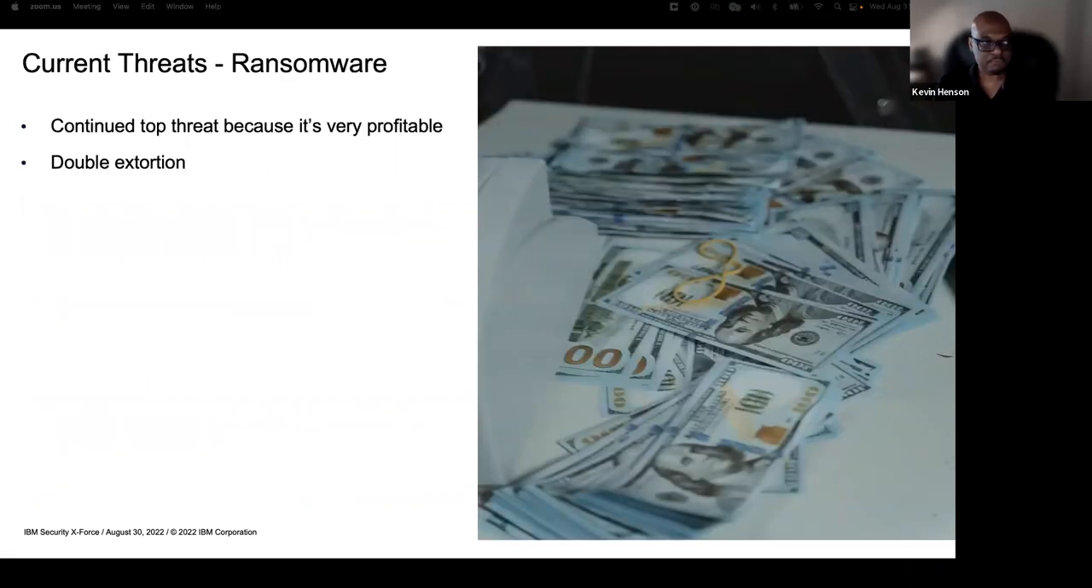Another threat is ransomware. Ransomware is very profitable, and I think it's going to continue to be a top threat because threat actors can make a lot of money from doing it. And like I said before, they implement what's called double extortion, where the threat actors will infiltrate the system, steal the data, then they'll encrypt the data and say, if you don't pay us, we're going to not only leave your data encrypted, we're going to threaten to release your information to the public if the ransom is not paid. So they're extorting the victim in two different ways. They're keeping the data encrypted and they're threatening to release information to the public if they don't pay the ransom.